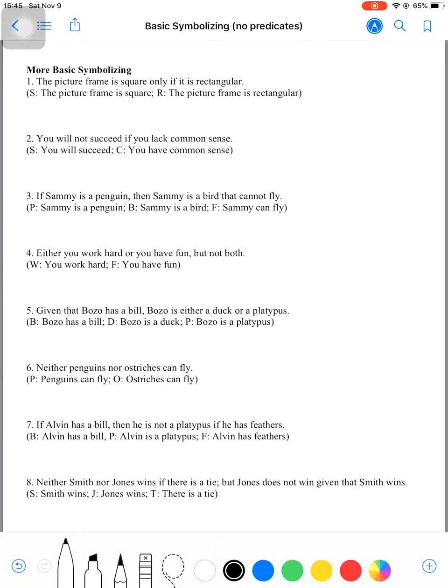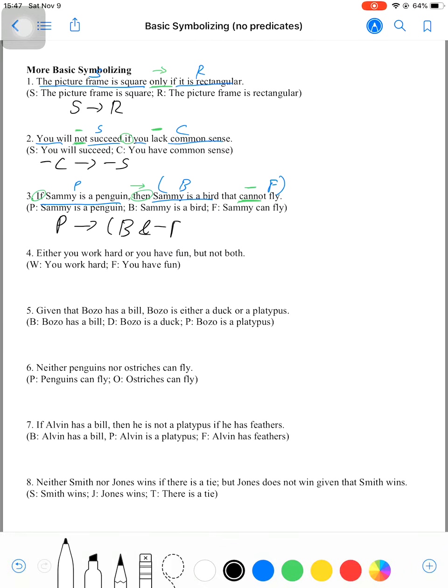Notice that we're also going to group those last two things together. So if Sammy is a penguin, then it follows that Sammy is both a bird and Sammy cannot fly.